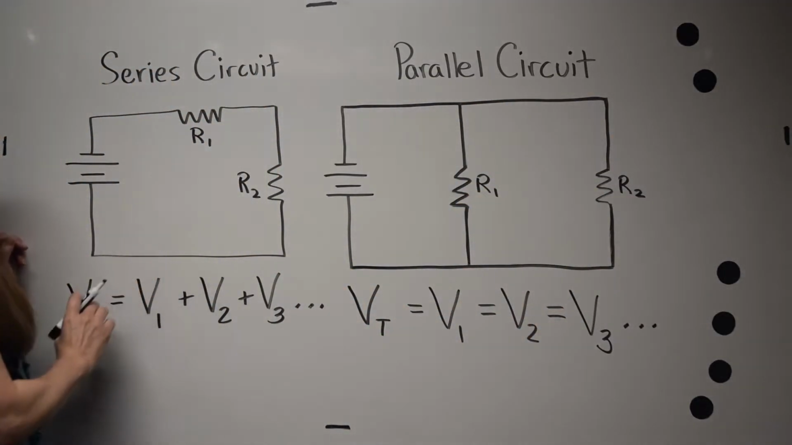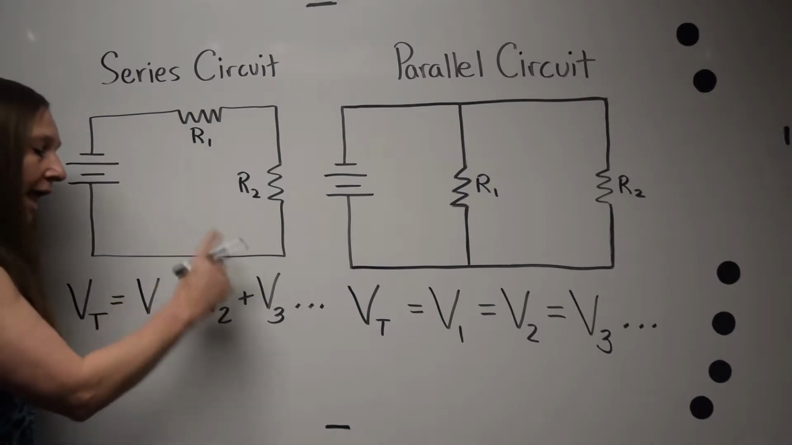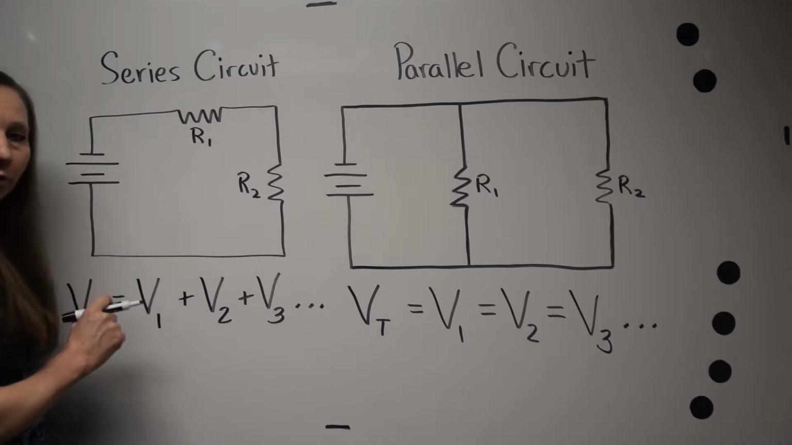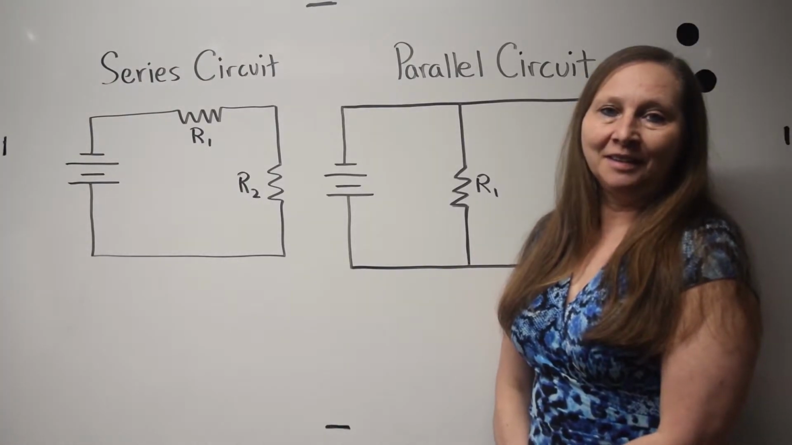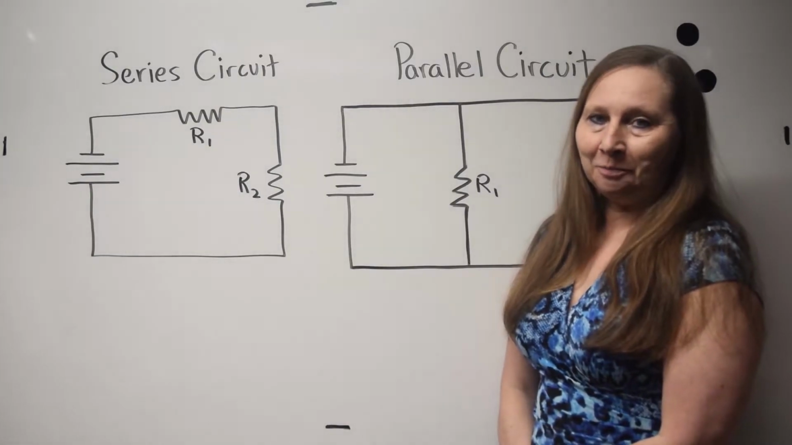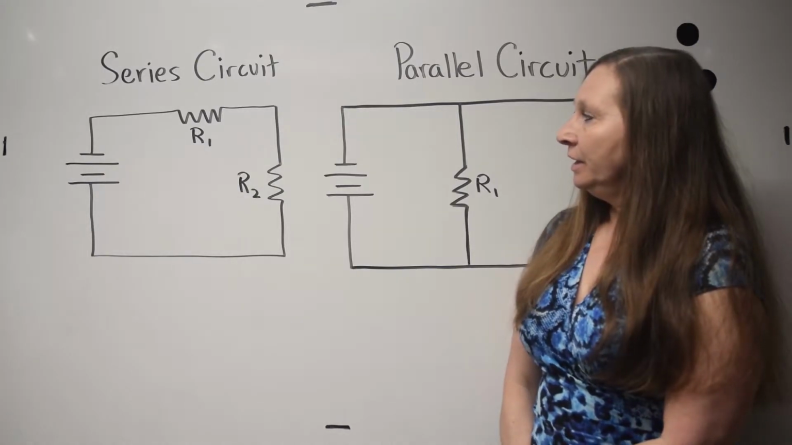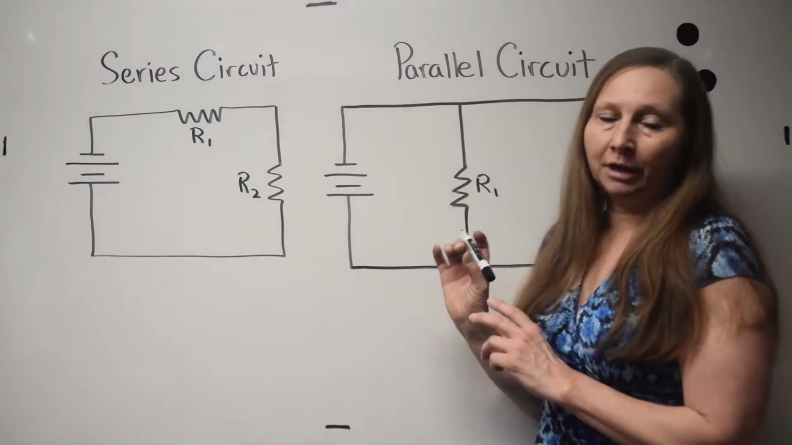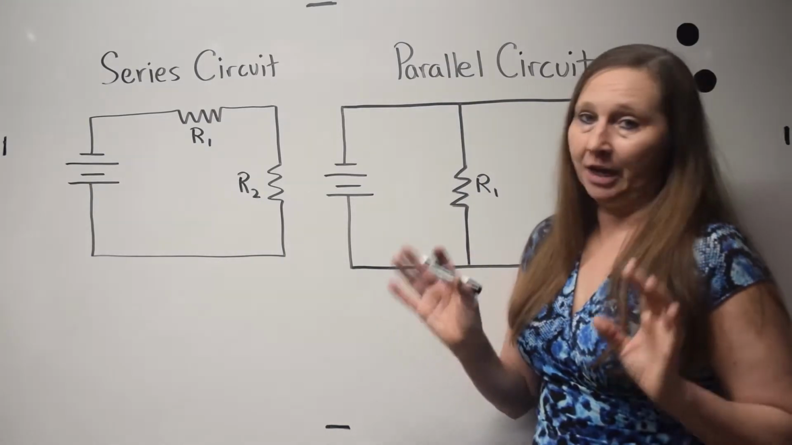Now, for a series circuit, you add them up. You add them up to get the total voltage. Now, on to the topic of this video. How to calculate the total resistance in a series versus a parallel circuit. In a series circuit, it's really, really simple. You just add them up.